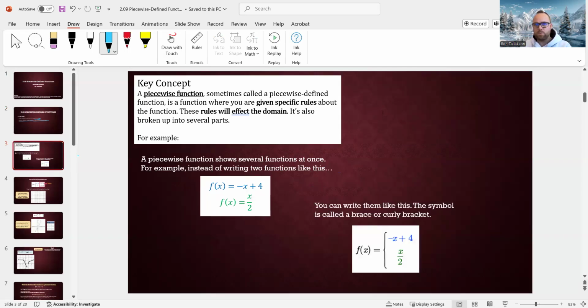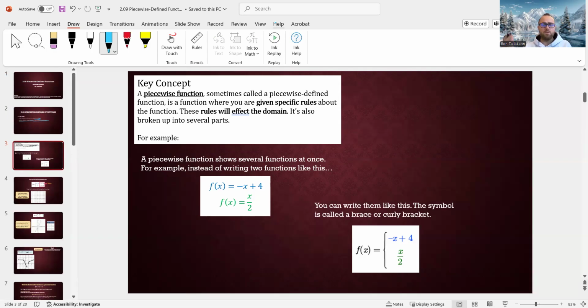So what is a piecewise function? Well, it's also sometimes called a piecewise defined function, like you've heard me say. And really, it's a function where you're given specific rules about the function. And these rules, of course, affect the domain. So really what we're doing is we're chopping it up. We're breaking up the line you see on the graph into several parts. Okay? We're taking pieces away. So you'll see that soon. But for now, let's take a look at these two functions you see in this box.